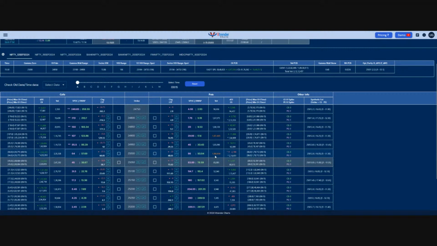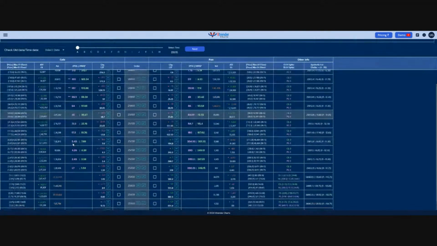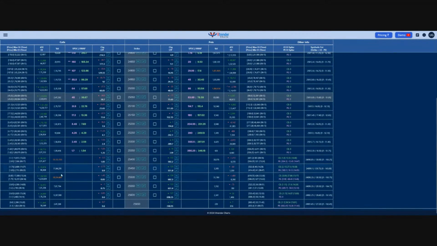So the volumes in orange indicate the highest volumes of that day in that particular segment. So on the put side, 25,000 put and 24,900 put were the ones which attracted highest volumes yesterday. So on the call side, we can see the orange volumes are only down here at 25,400 and 25,500.